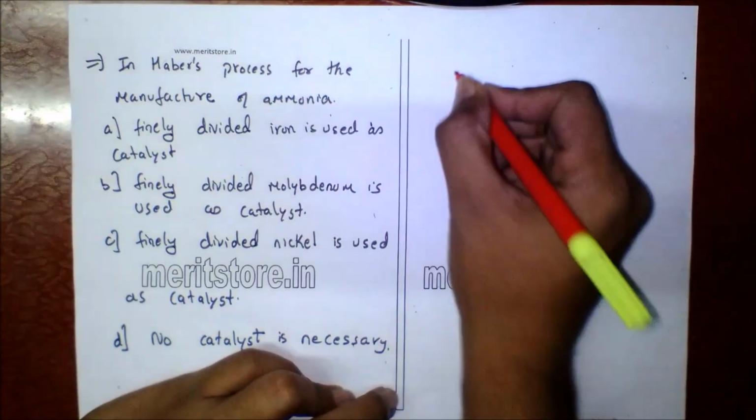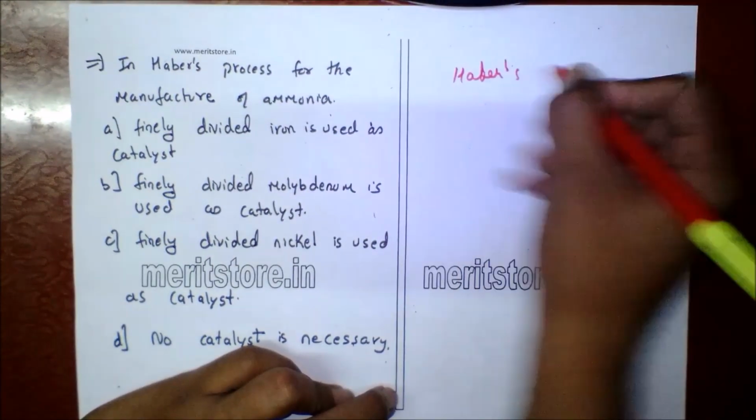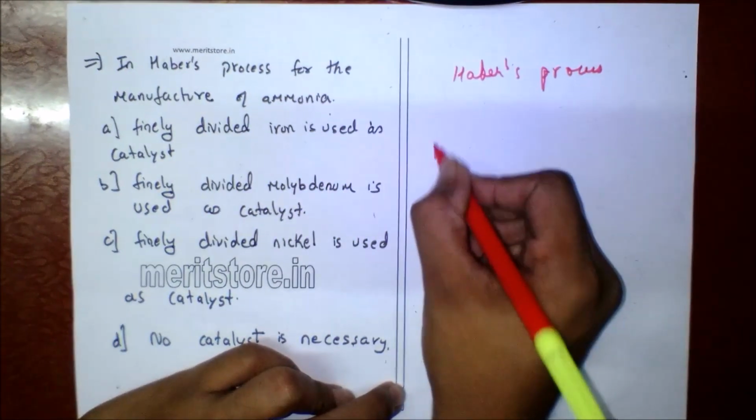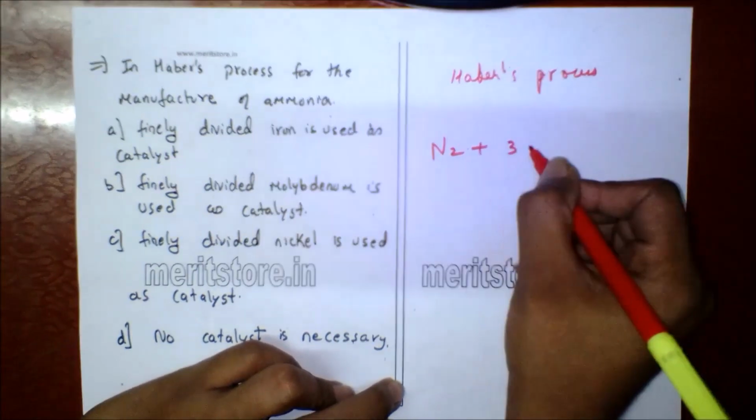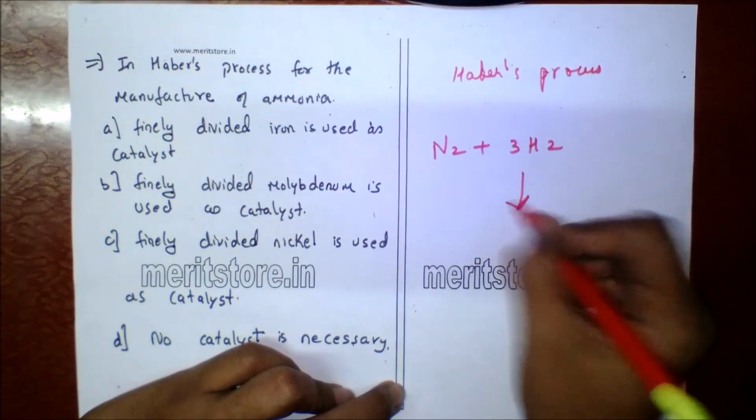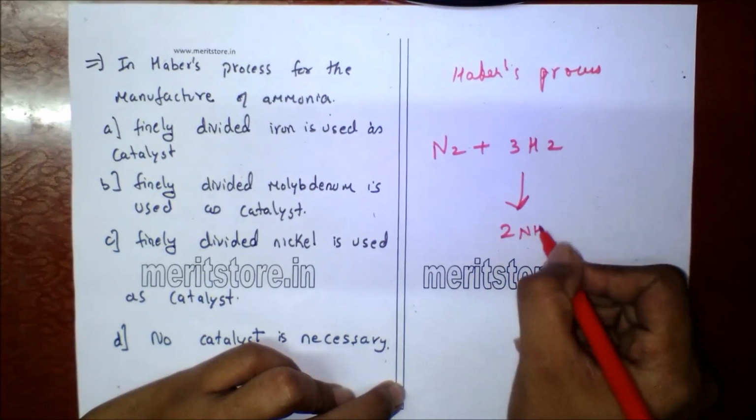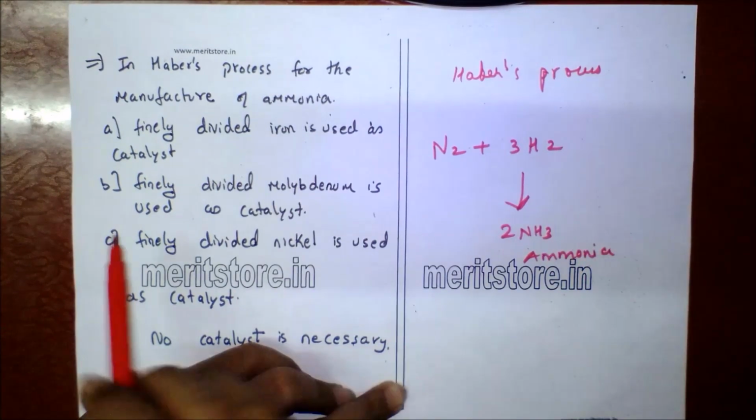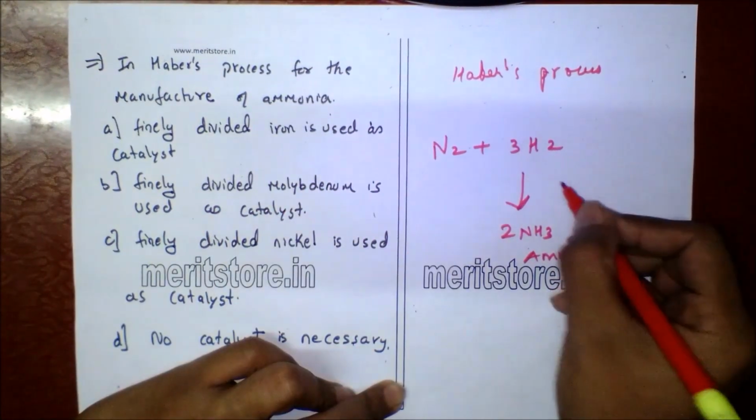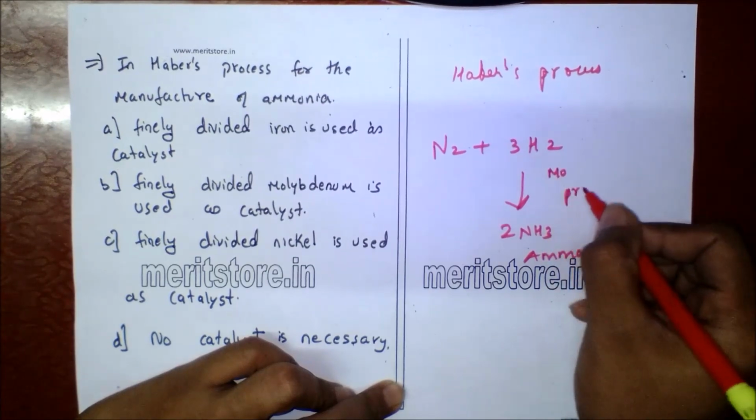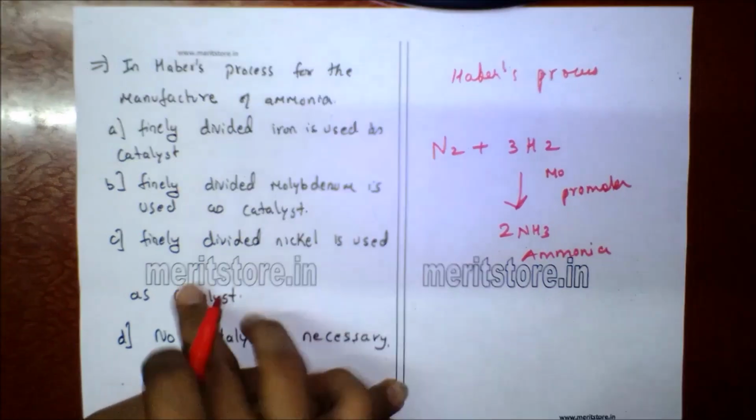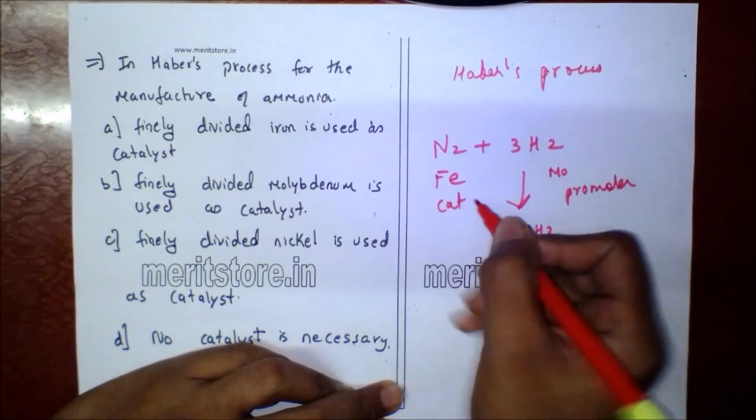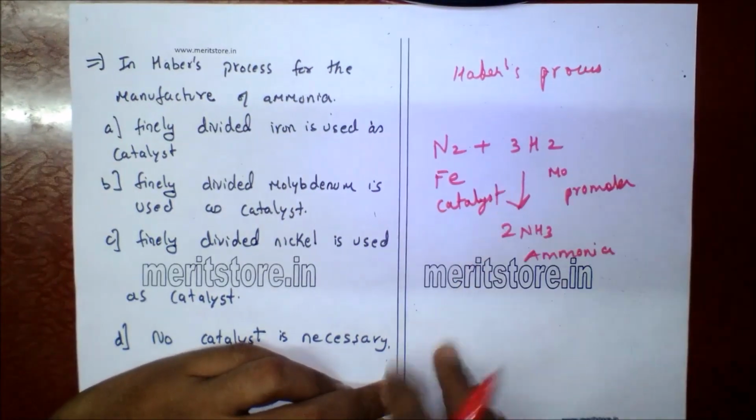Now, the Haber's process for the manufacture of ammonia is given as N2 plus 3H2 gives 2NH3. This is ammonia. Now, molybdenum is not used as a catalyst, rather it is used as a promoter. Nickel is also not used as a catalyst. The catalyst used is finely divided powders of Fe, which is iron. Hence the answer is option A.